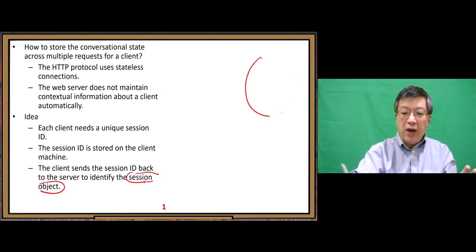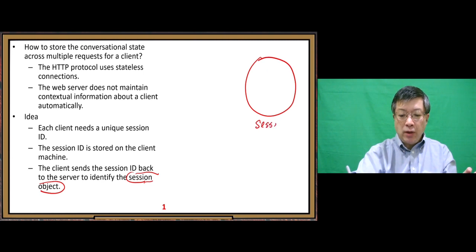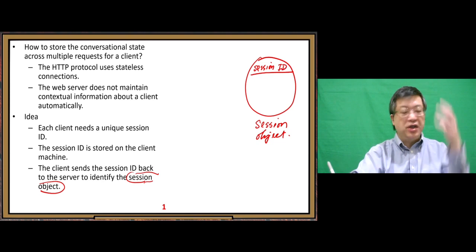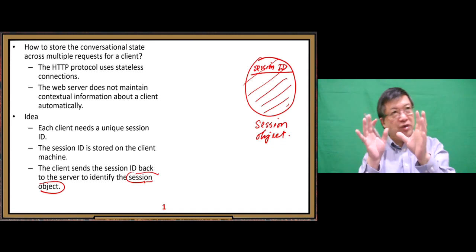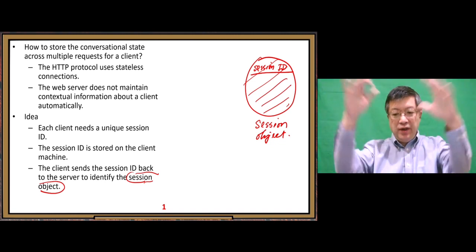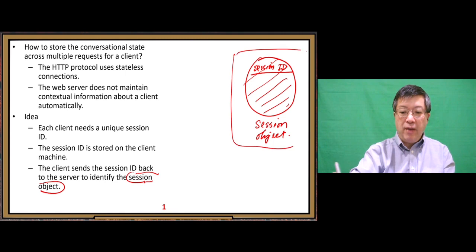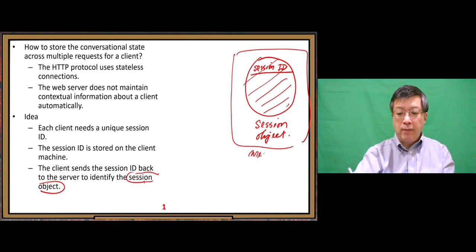If I draw a diagram, suppose this is the session object, and it has that unique session ID with it. It occupies memory resources, a certain amount of memory inside the server. Server main memory.